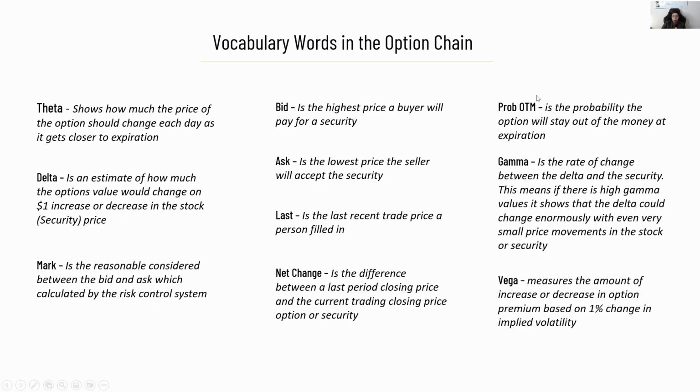Now, the probability OTM, OTM being the initials for out of the money, is the probability the option will stay out of the money at the expiration date.